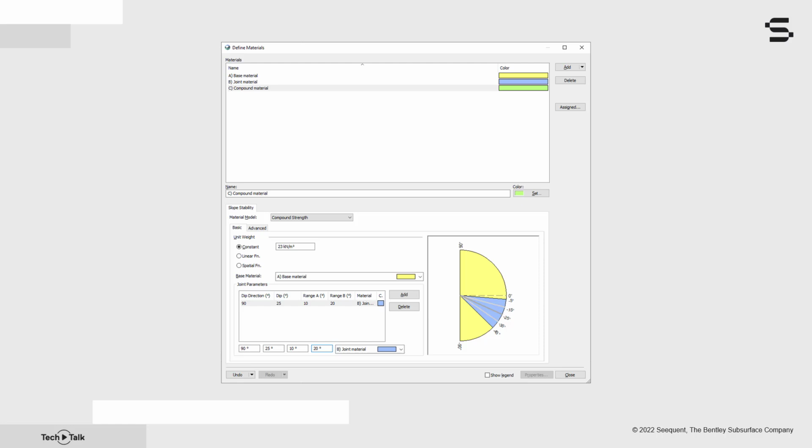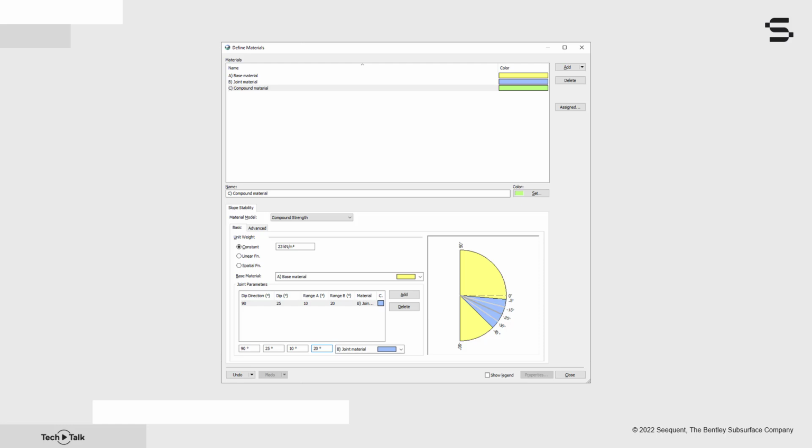As such, the base material could represent an intact rock mass, which might warrant the use of the Hoek-Brown material model. The joint material typically represents a weaker stratum, which could be described via the Mohr-Coulomb material model, for example. Exactly which material models are used for the base and joint materials does not impact the compound strength material model itself, as it will accept any base and joint material, regardless of their specific definitions.